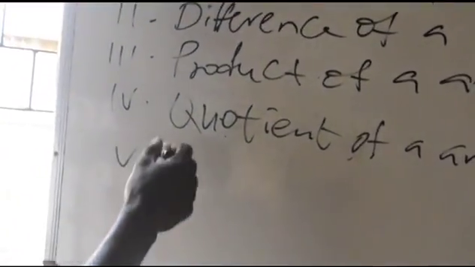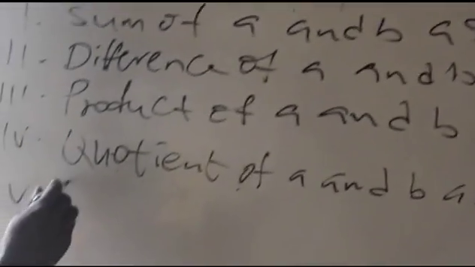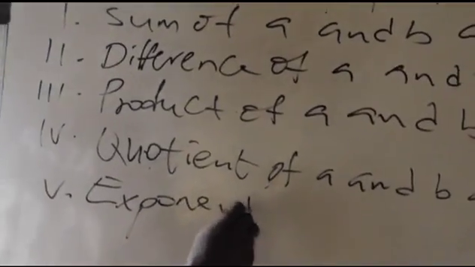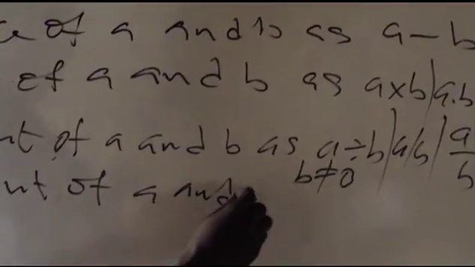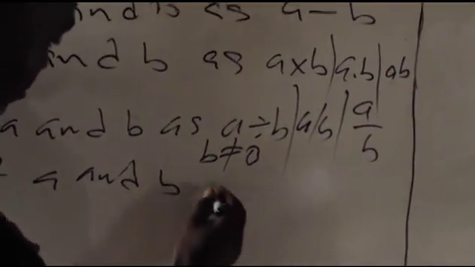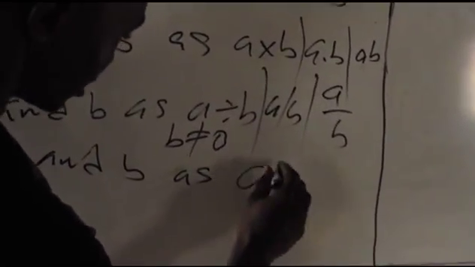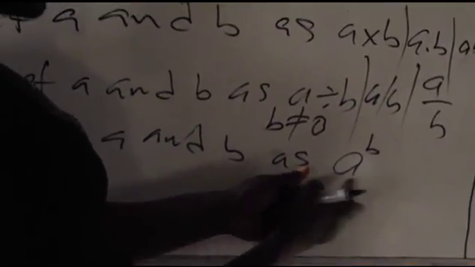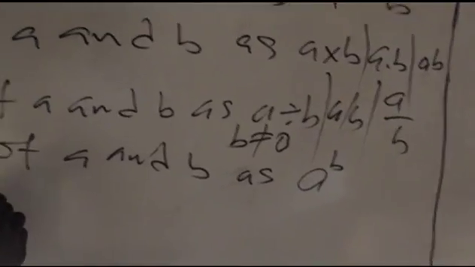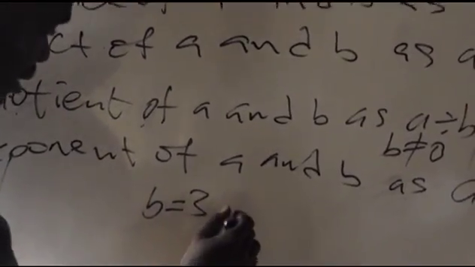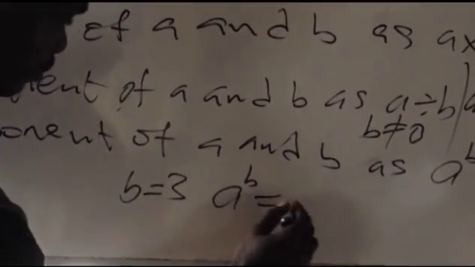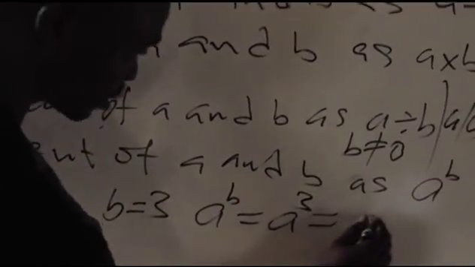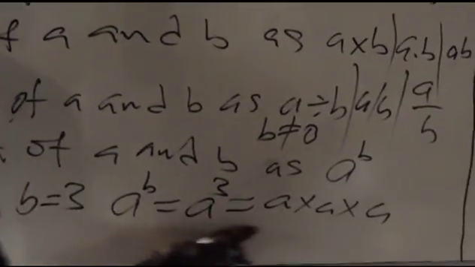Then the fifth one, if A and B represent 2 unknown numbers, then we speak of the exponent of A and B as A raised to the power of B. Exponent also means raising to the power. So A is raised to the power of B. That means A will multiply itself in B places. Example, assuming that B is equal to 3, A raised to the power of B will be equal to A raised to the power of 3, which will be equal to A times A times A. So A will multiply itself in B places.